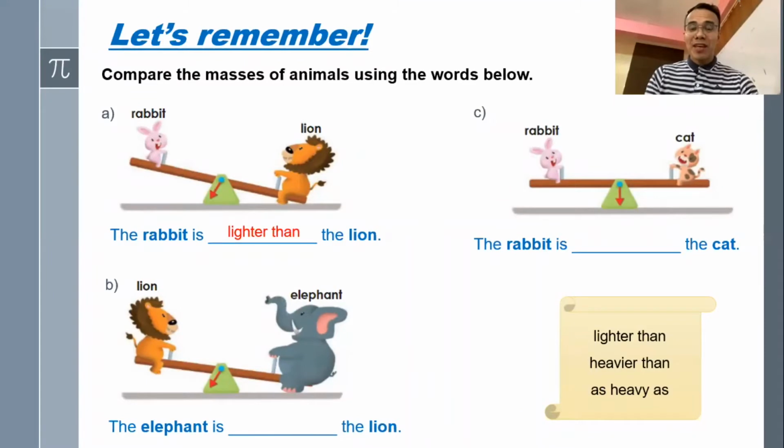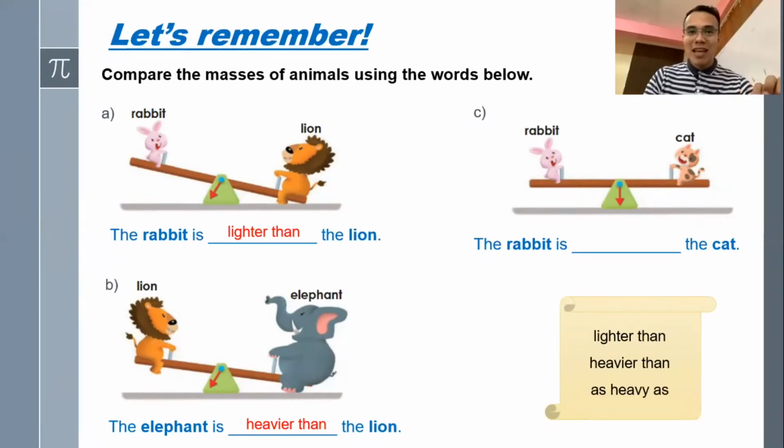In letter B, there's a lion, there's also an elephant. The elephant is blank the lion. Is it lighter than, heavier than, or as heavy as? And the correct answer is heavier than. Notice that the elephant is at the bottom. All right? Let's proceed to letter C.